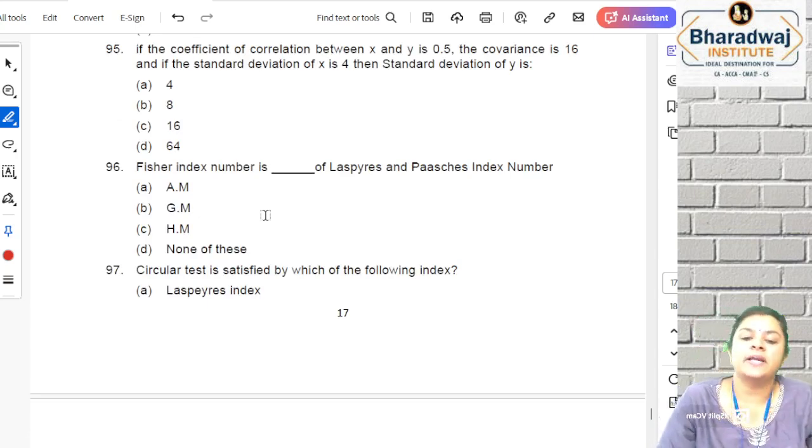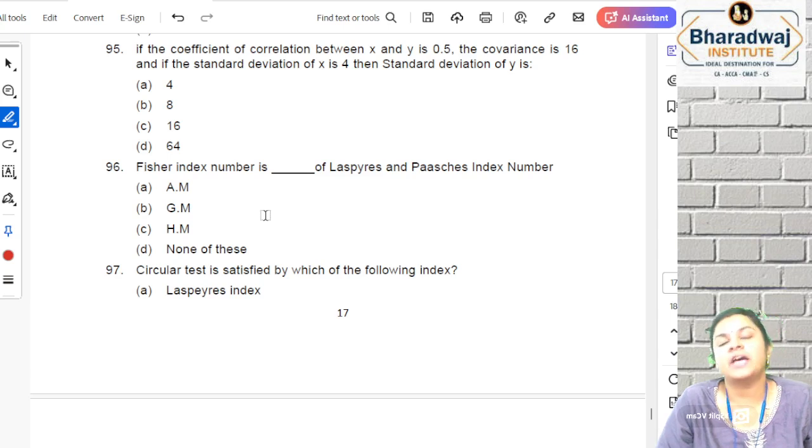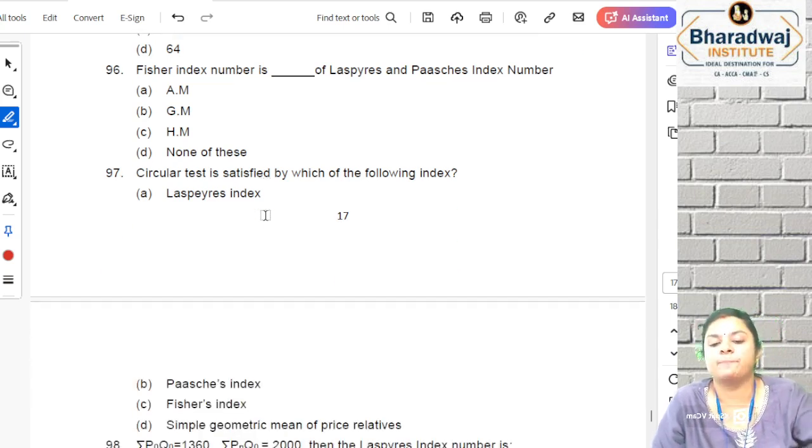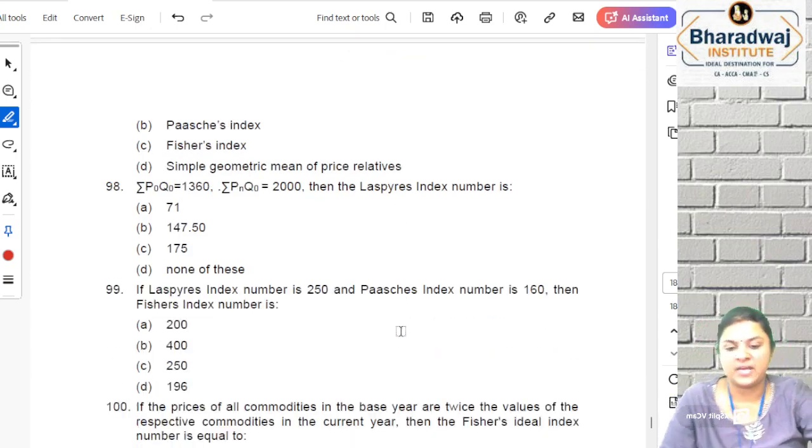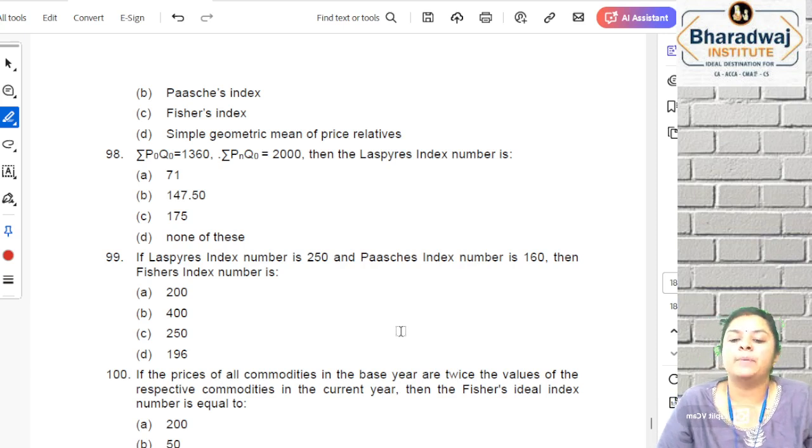96. Fisher's index number is the GM of Laspeyres and Paasche. The circular test is satisfied by the simple GM of prices. P naught Q naught is given, and P1 Q naught is given. Laspeyres index is P1 Q naught by P naught Q naught, 2000 by 1360 into 100.